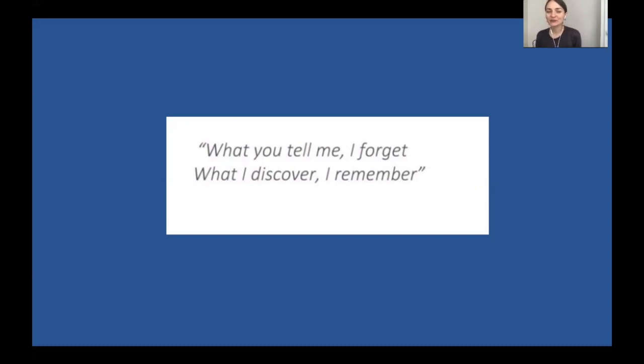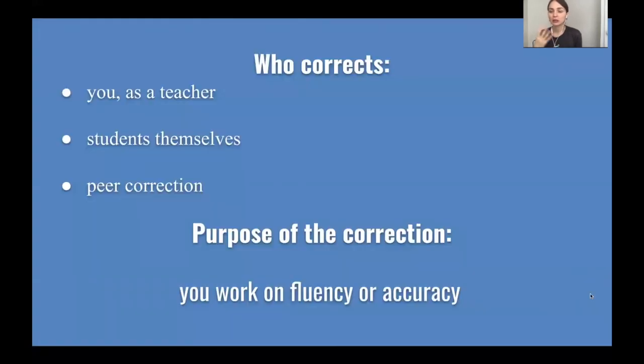And for now, I want us to focus on different techniques, different methods, how we can correct the mistakes. So who corrects? Who can correct the mistake? Of course, you can correct mistakes as the teacher. You can use different approaches that we will discuss a bit later. Of course, your student can correct the mistakes themselves.